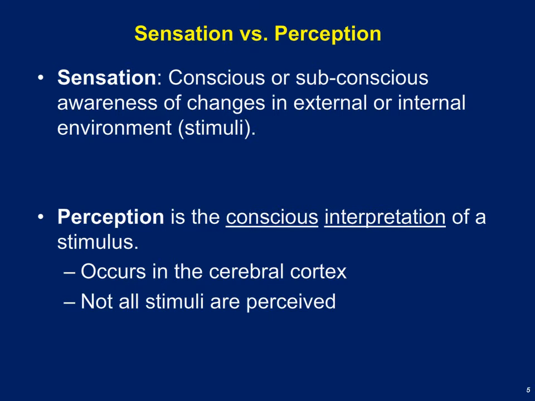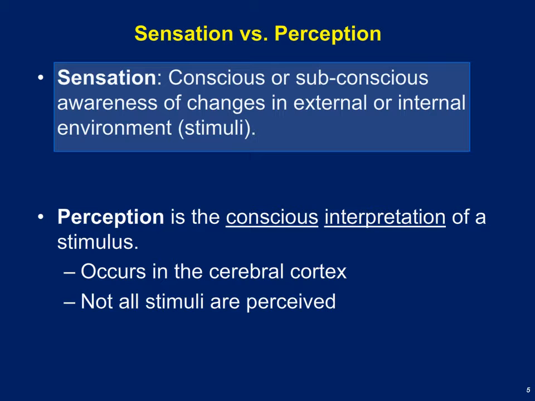Now, once a sensory receptor and its attached sensory nerve generate action potentials, those action potentials will eventually propagate to the central nervous system, that is the spinal cord, and all the way up to the thalamus of the brain, and eventually reach the cerebral cortex. And within the brain, there are two different processes that can occur. The first of these is sensation. Sensation is basically the conscious or subconscious awareness of changes in the environment, that is, awareness of a stimulus.